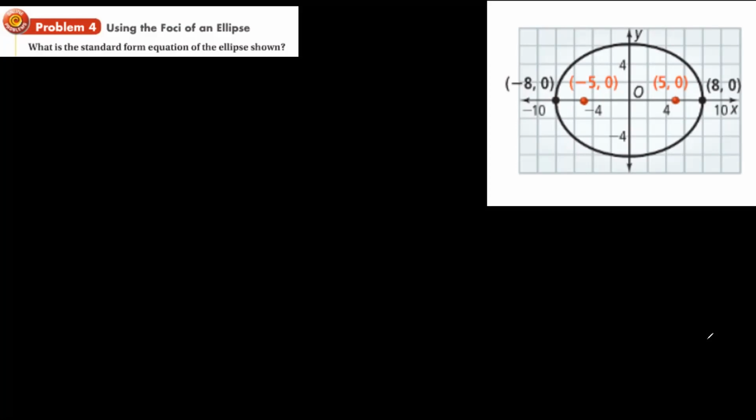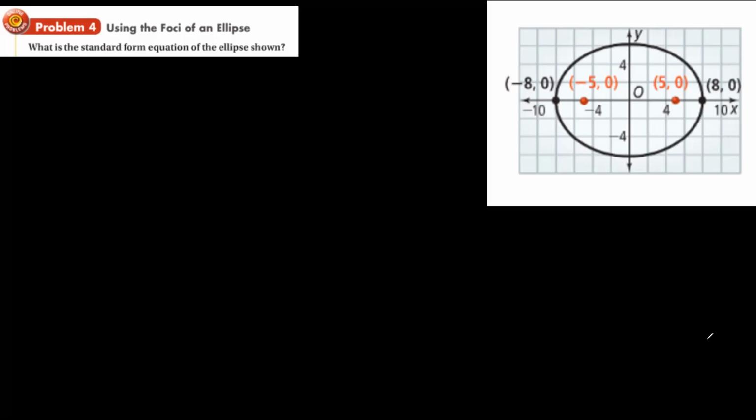In this one here, he asked me to write the standard form of an equation. In the first problems, he gave me the vertices and the co-vertices and asked me to write the equation. Or it could give me an equation and ask me what the vertices are, or give me the vertices and the equation and ask me to graph. Here, he gives me the graph and asks me to write the equation. Look at this one here.